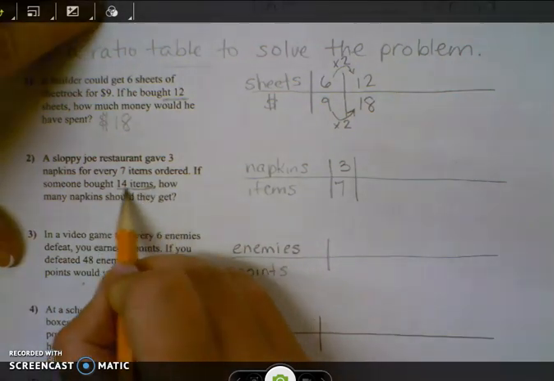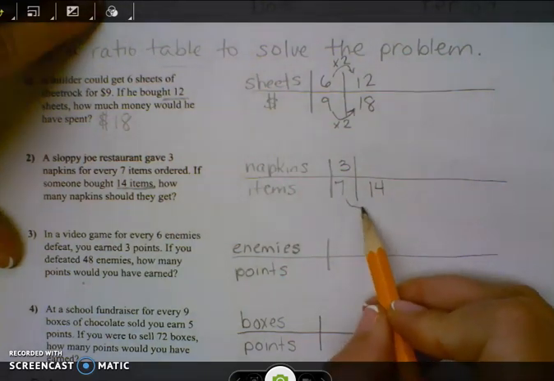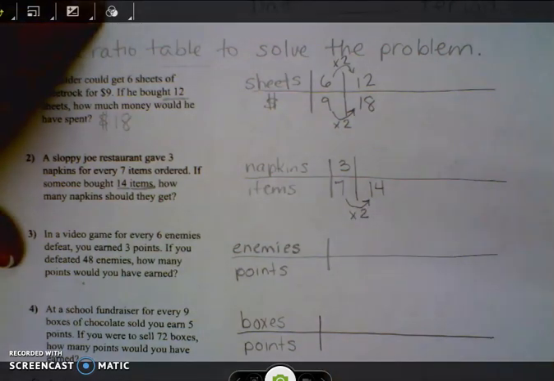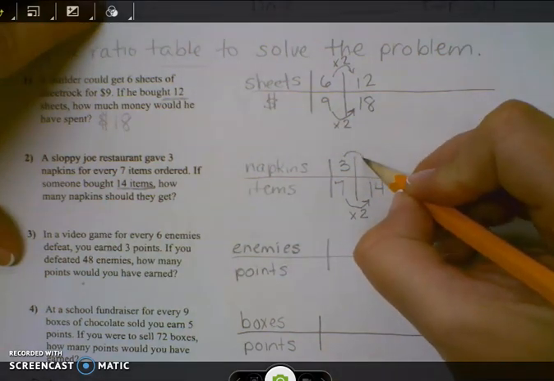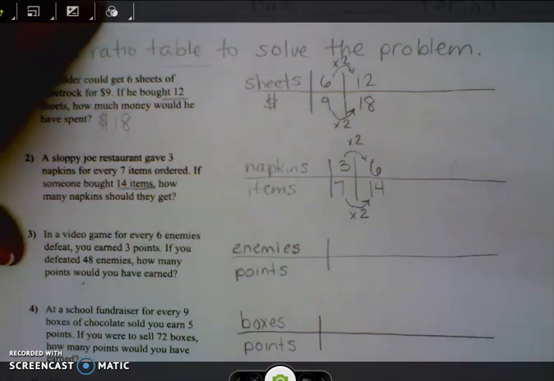So 14 items is my target number. I'm going to figure out how I can scale up to 14 in my ratio table. It's another pretty basic one. It looks like I can just double. I'm going to have double the items, so I know I'm going to need double the napkins. So I can double my napkins. So I would need 6 napkins.